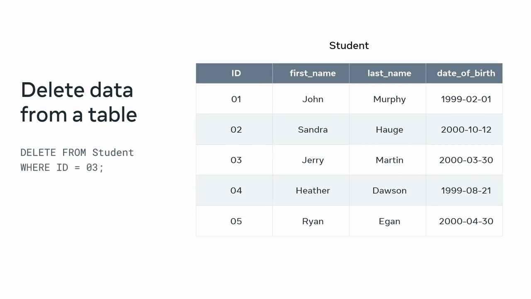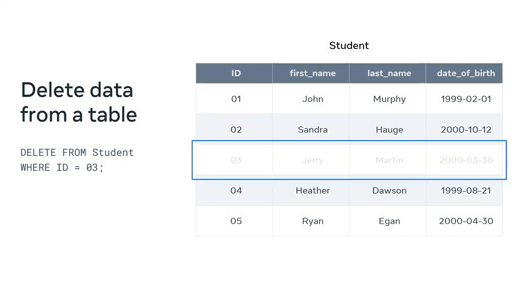This is followed by the where clause and a condition such as ID equal to 3, which would remove all data on row 3 of the table. So I could instruct MySQL to remove the data of the student on row 3. Once I run the statement, the student's data is removed from my table. You're now familiar with how to add, update, or delete data in a database.